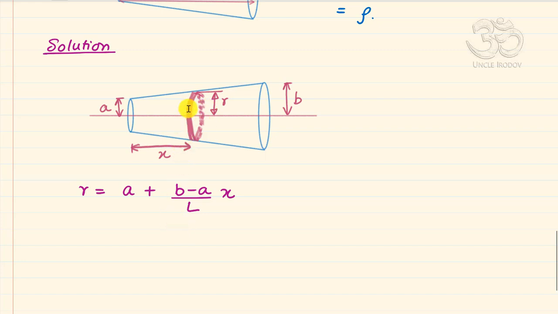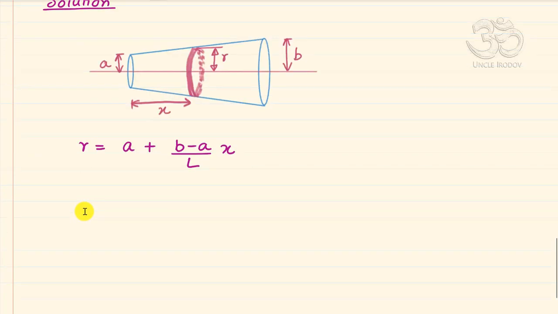Now I need to figure out what is the mass of this disk. That's dm for me, right? So dm, the small mass of this disk, will be pi r square, that's its area of cross section, times its length. Its length is a very small distance dx, that is its thickness. So the total volume will be pi r square times dx, and times rho will give you its mass. So this is the mass of this particular disk.